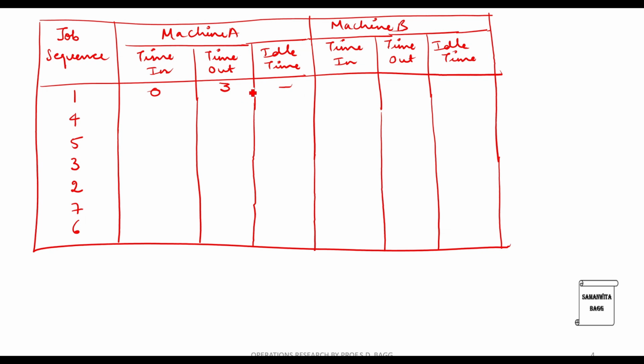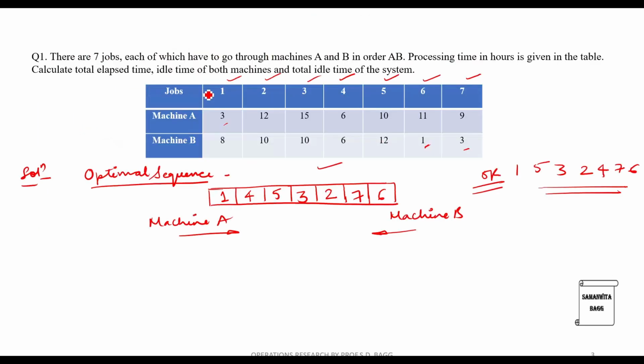After this, the job will go to machine B. That we'll calculate later. First, we'll complete for machine A. So once this is done, the machine is now free at the 3rd hour. So for the 4th job on machine A, you will see the time is 6.